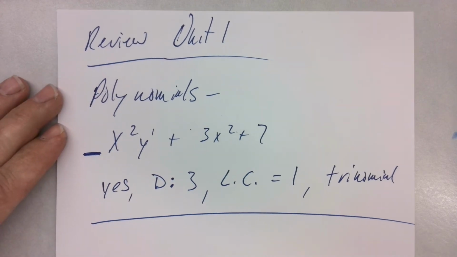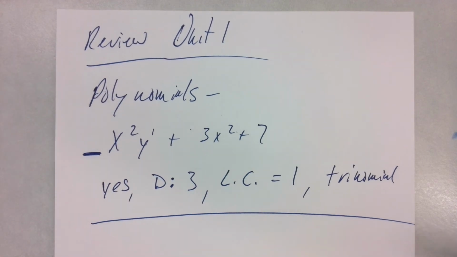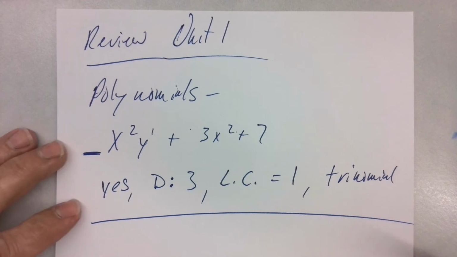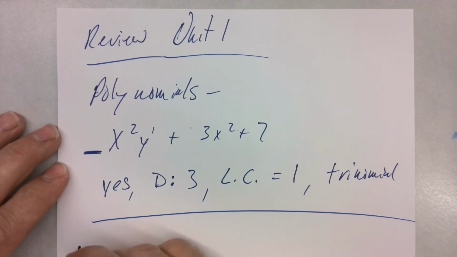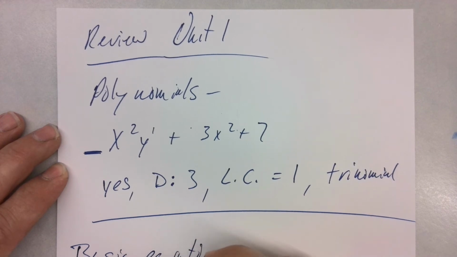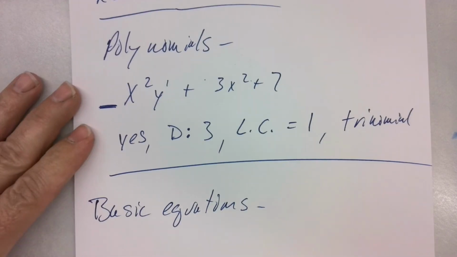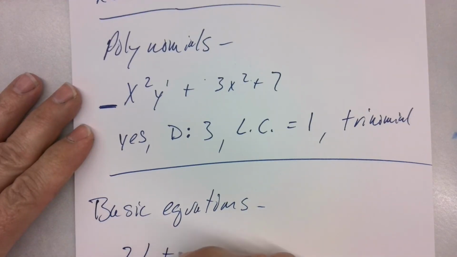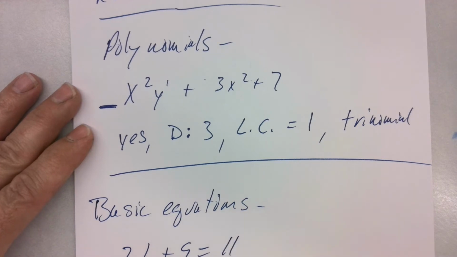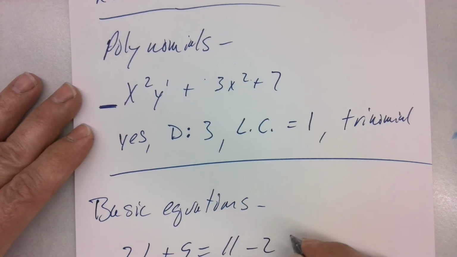Okay? All right, that's going to be one thing. What else? Basic equations. So basic equations. So like what, Barker? Just like normal, like negative 2b plus 9 equals 11 minus 2b. So negative 2b plus 9 equals 11 minus 2b.